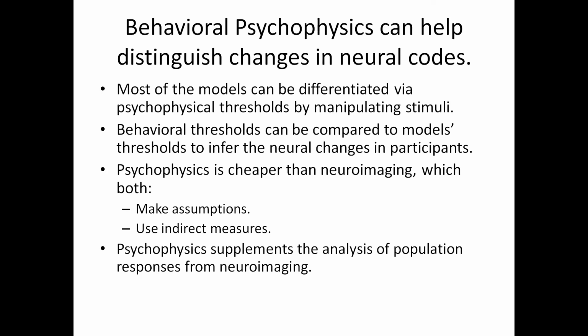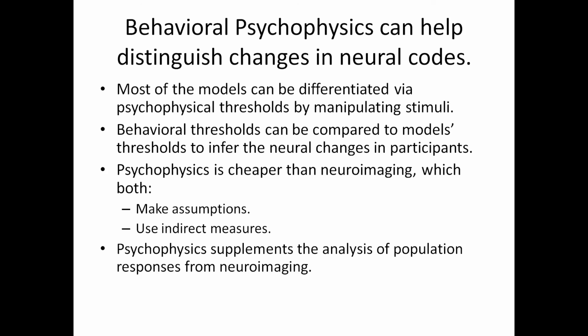Using behavioral paradigms, participants' thresholds can be compared to the model's thresholds to infer what changes occurred in the population codes underlying human performance. Multiple experiments may be required depending on which coding changes will be considered among alternative hypotheses.